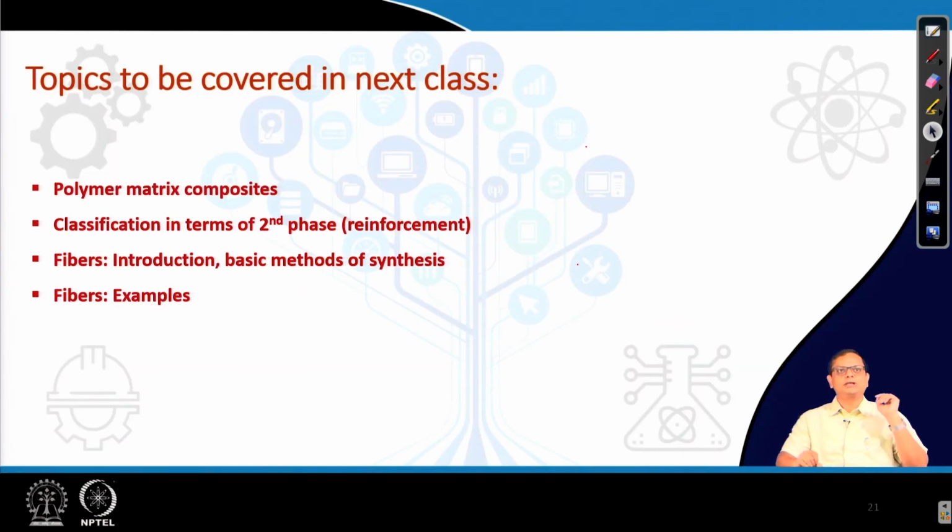Along with that we will talk about polymer matrix composites, and then we will move into classification in terms of the reinforcement or second phase. Okay. And then we will move into the fibers, their basic methods of synthesis. We will give a lot of different kinds of examples. We will talk about glass fibers, Kevlar fibers as the classes go on.